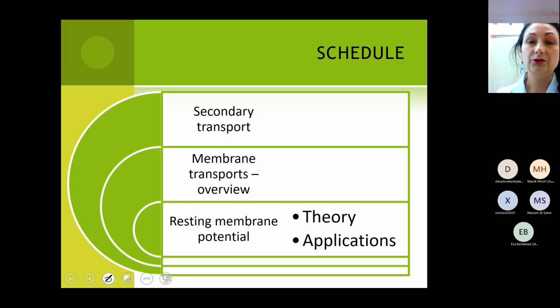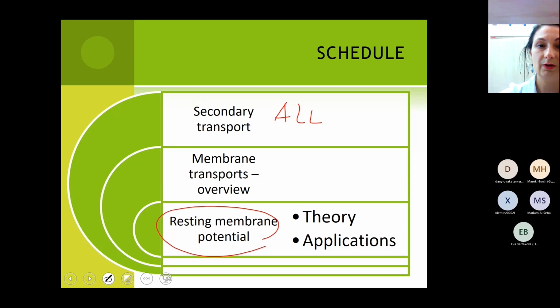Today we are going to talk, just briefly, because I think we will need more time for calculations. I will briefly mention the types of transport, not only secondary transport, but all of them. Briefly, I will mention the membrane transporters, and we will talk about the resting or equilibrium membrane potential. We are going to talk briefly about the theory and then about the calculations, the applications, how to calculate it.